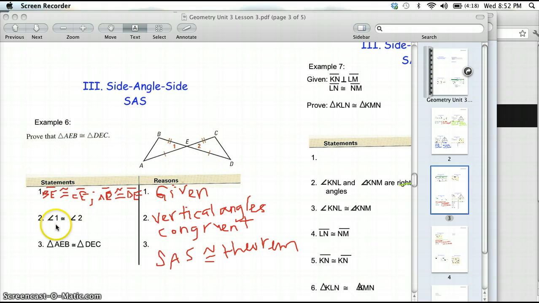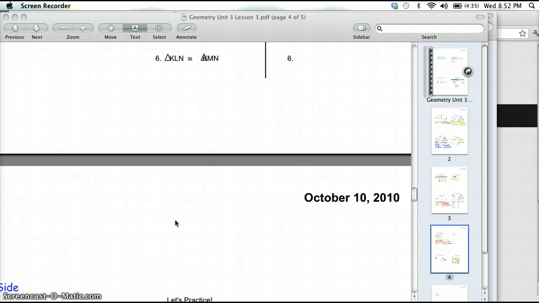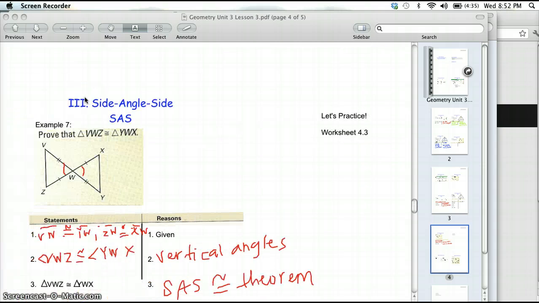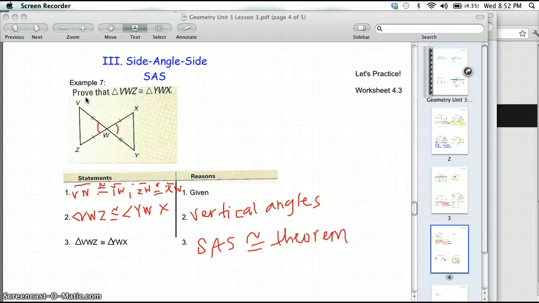Now it says that angle 1 and angle 2 are congruent. Why are they congruent? We need to figure out why. What's the reason? They're congruent because they're vertical angles, and vertical angles are always congruent. So we can now prove that triangle AEB is congruent to triangle DEC because of the side angle side congruence theorem. Okay? All right. Let's go do one last example of side angle side.